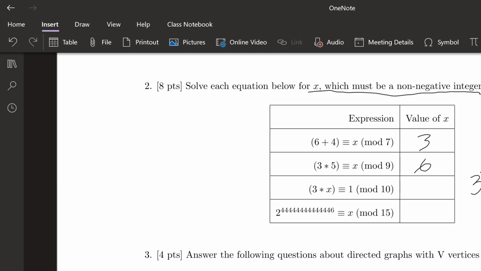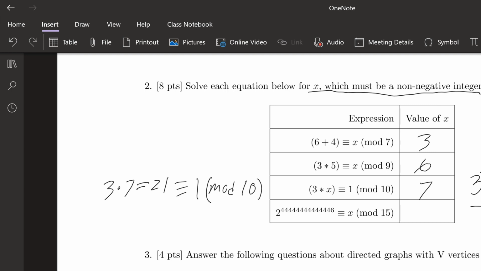So this one is an interesting one. I've rewritten the question here to the side just for reinforcement. But 3 times x is equivalent to 1 mod 10. 7. So let's test that out real quick. 3 times 7 equals 21, which when we mod 10 is equivalent to 1 mod 10. So then our answer here would be 7.